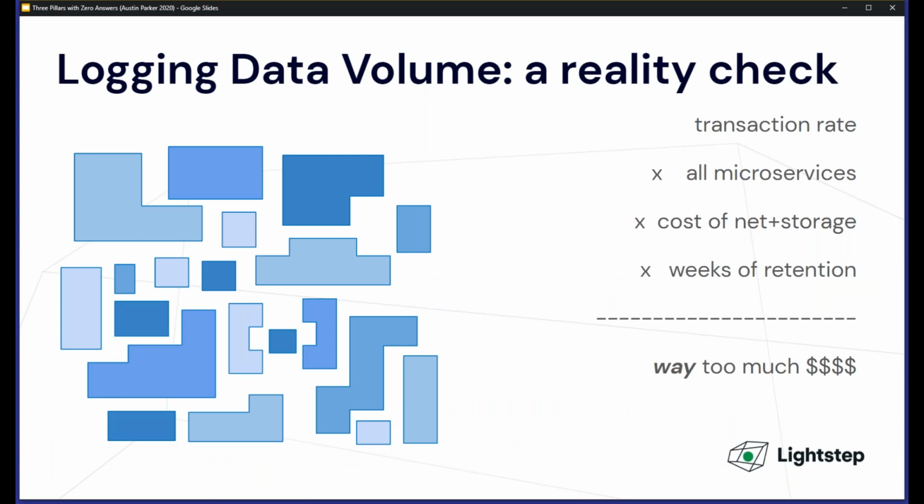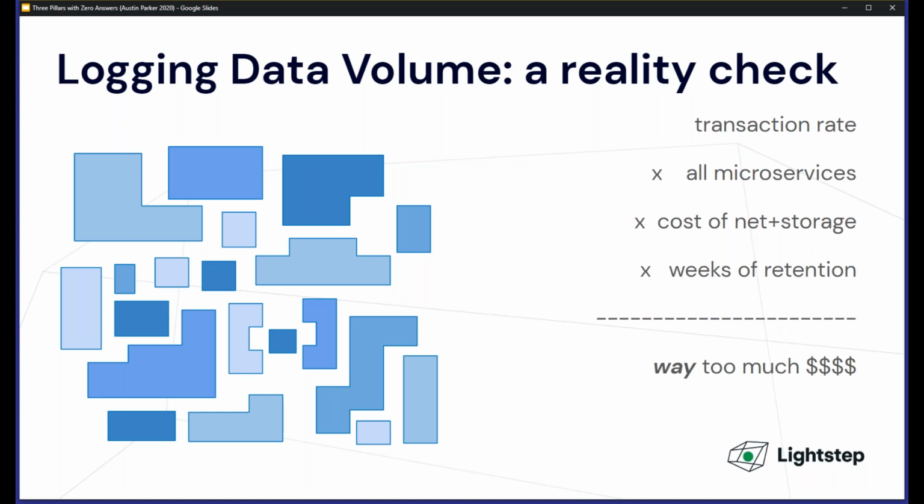Now let's move on to logging. So the problem with logging, sort of the fatal flaw there, is the cost of the data itself. In general, I think most traditional monitoring systems are going to find that logging is one of the most expensive parts of their observability platform, right?